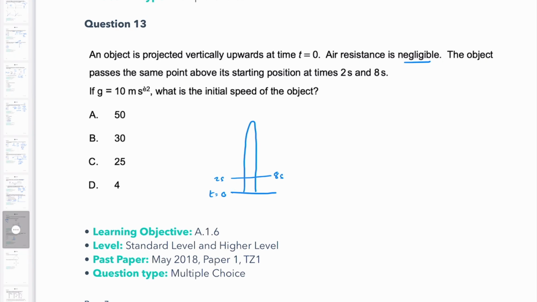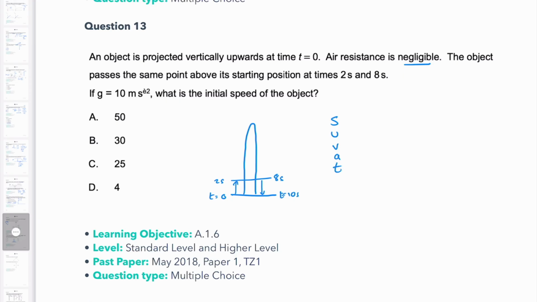Now, if air resistance is negligible and it takes 2 seconds to get from here to here, it makes sense that it takes 2 seconds to get from here to here. So the whole time of the journey is 10 seconds. Let's see what we can do with that. We also know we're using a SUVAT equation because it's an object in freefall in the Earth's gravitational field.